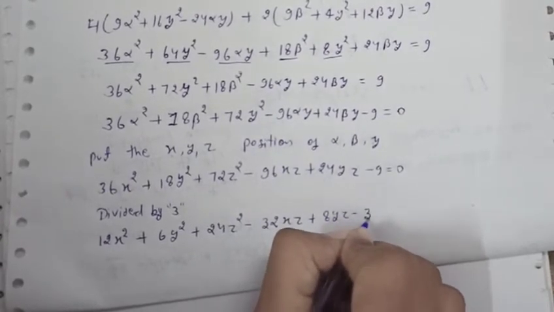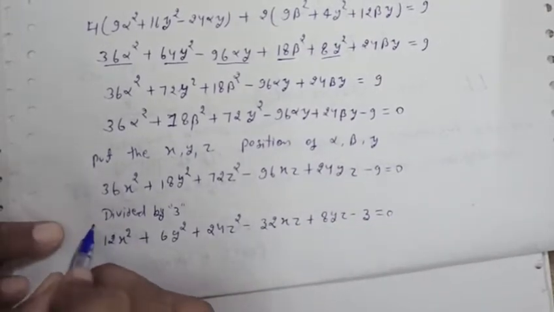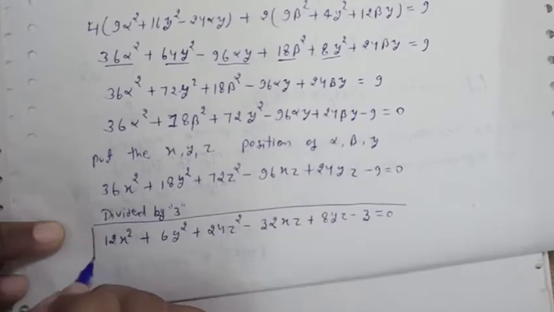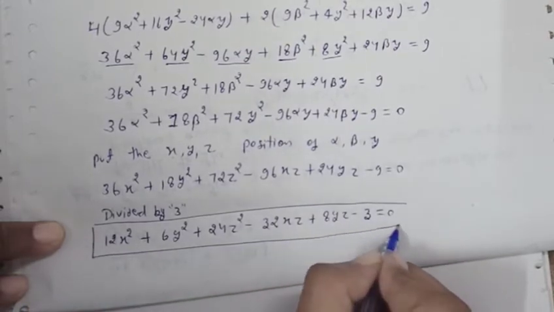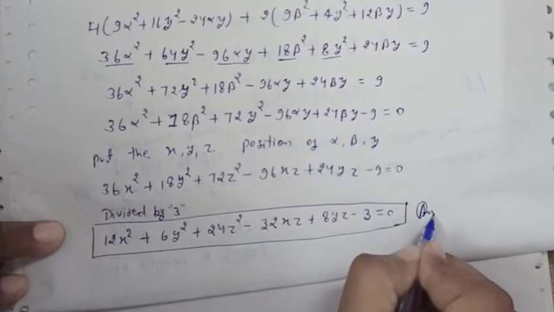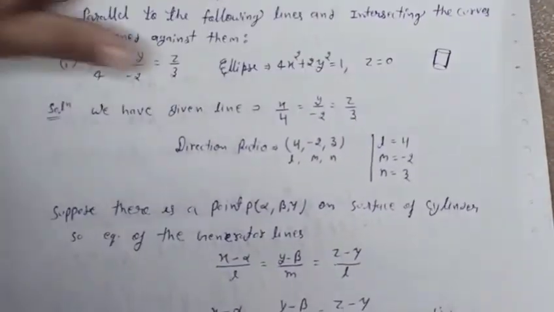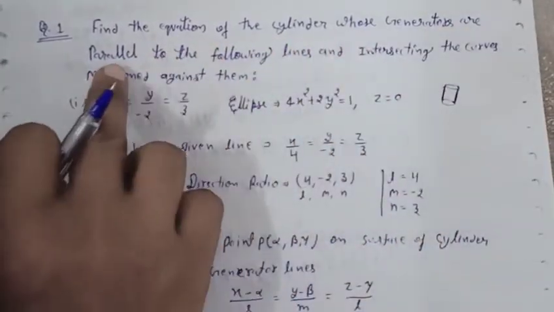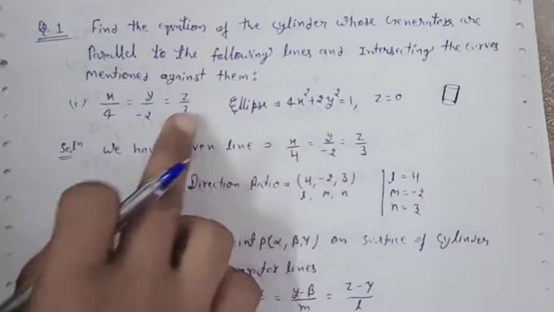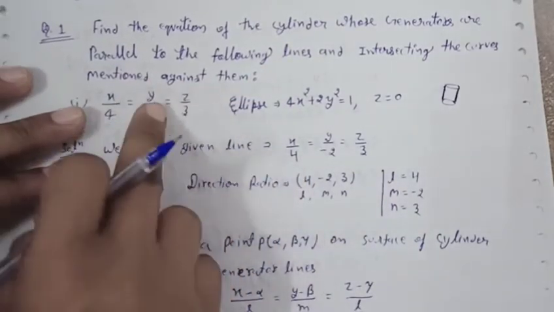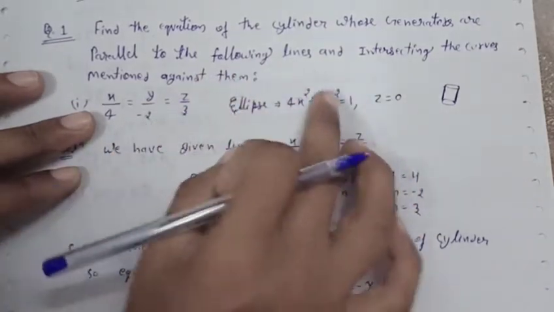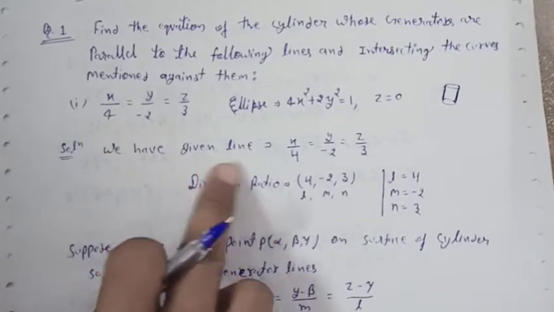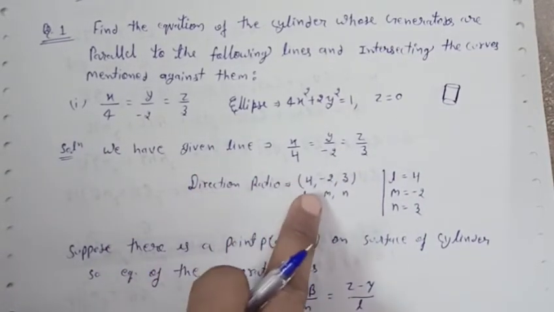Okay, question. So just revision. The question is saying find the equation of the cylinder whose generators are parallel to the following line. It means the cylinder's generators are parallel with this line and intersect this ellipse at this point. So here it is the given line, then direction ratios will be 4, minus 2 and minus 3. So suppose that there is a point on the surface of the cylinder P(alpha, beta, gamma). So what is the equation? Here it is the formula. So just put the l, m and n.